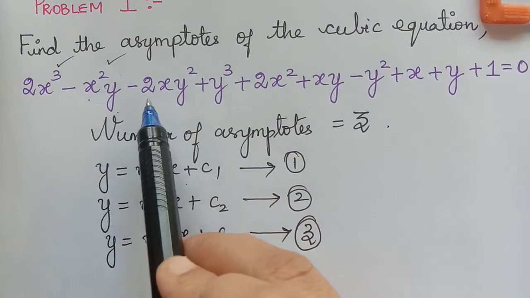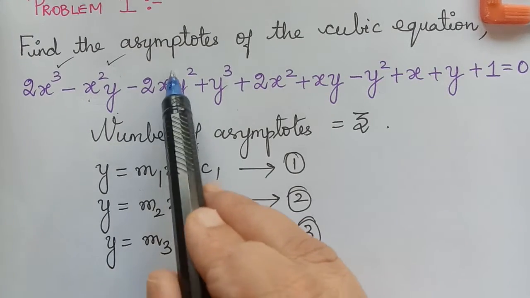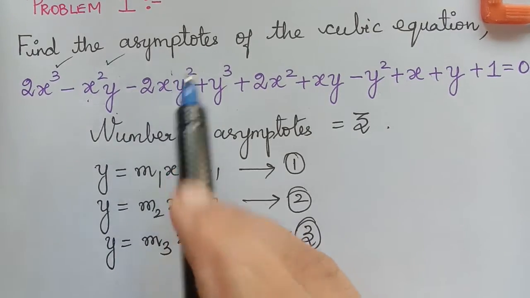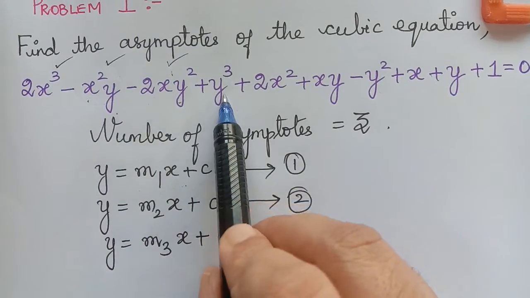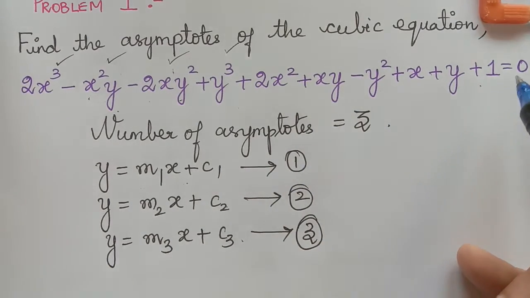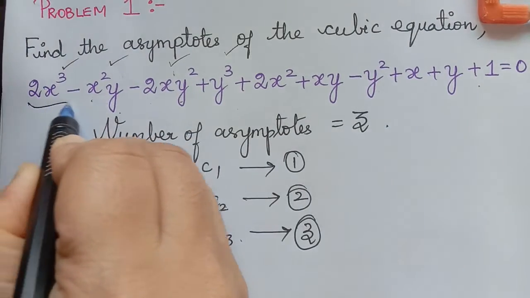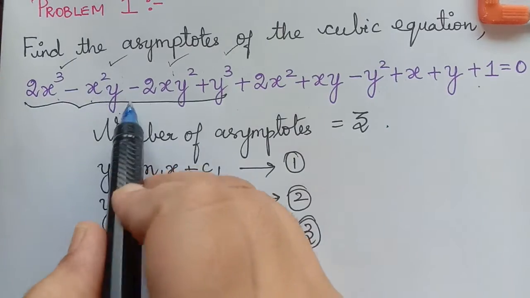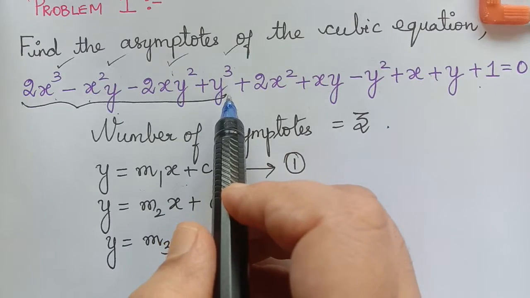So this is also a third degree term. In a similar way, here we have minus 2xy square. Now the degree of x is 1 and the degree of y is 2. So adding those two powers we get 3. And so this also comes under the third degree term. And here we have y cube, which is a third degree term. And the rest of the terms are not of degree 3. And so therefore, the terms of highest degree are 2x cube minus x squared y minus 2xy square plus y cube. So let us take that and write it now.